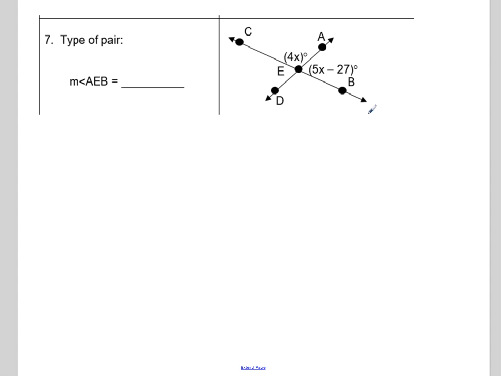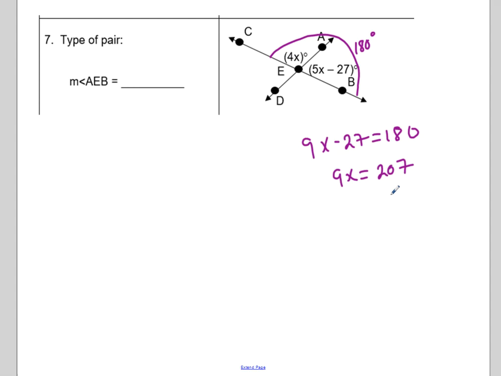Now what we have here is a linear pair. This right here is 180 degrees. So we add this plus that is equal to 180. So we have 9x minus 27 is equal to 180. And we would solve that equation. I'm going to add 27 to both sides. So that gives me 207. 9x is equal to 207.